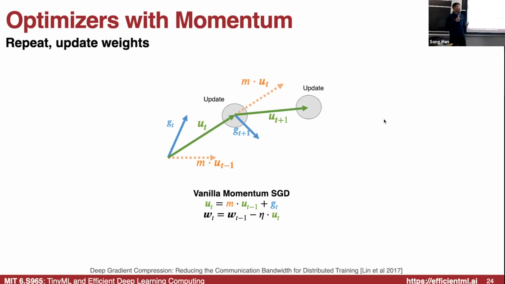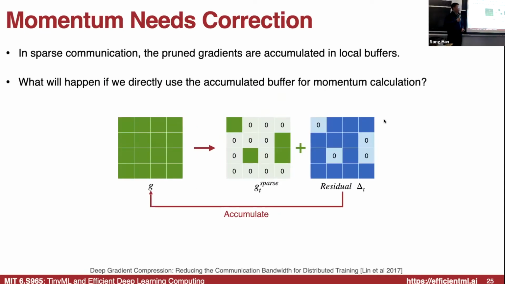So we are going to repeat this process to do the update in this way. So we are actually updating using the velocity rather than using the gradient. So the blue part is the gradient, and the green part is the velocity. So what happens if we directly accumulate the gradient, but we are actually using the velocity to update the weight?